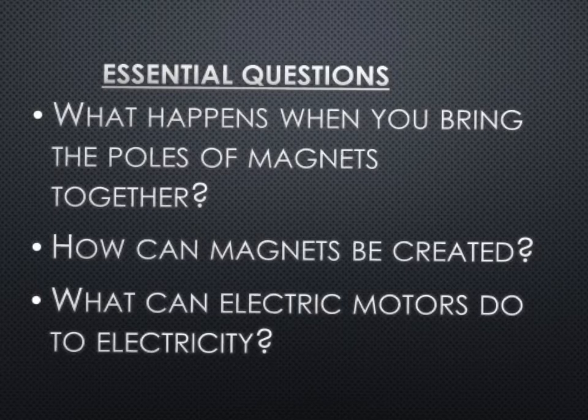The first one is, what happens when you bring the poles of magnets together? Number 2 is, how can magnets be created? And number 3, what can electric motors do to electricity? So again, go ahead and write those 3 questions down. Either leave room on the same page or put your answers on another sheet.